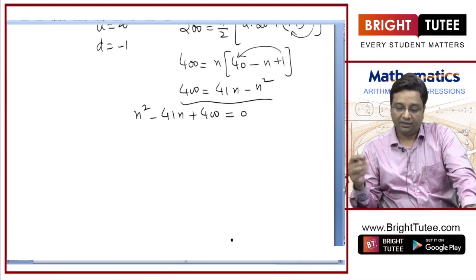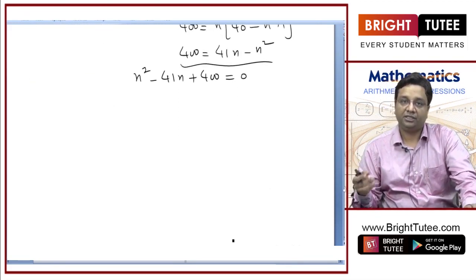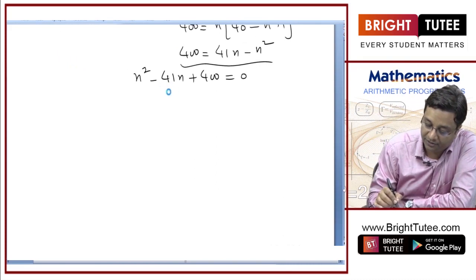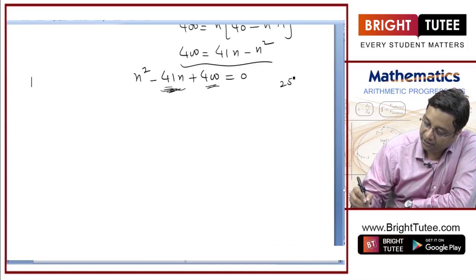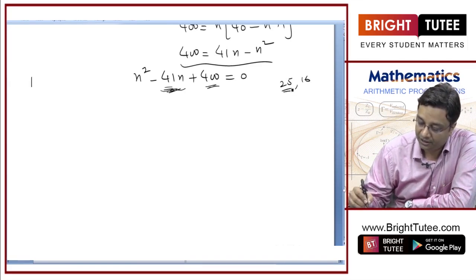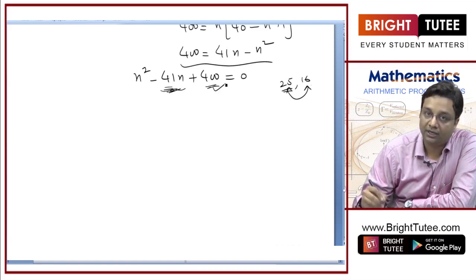So if you remember the quadratic equations, you just have to split the middle term here in such a manner that the product is 400 and the sum is 41. So I need to split 41. I can split it into 25 and 16, right? 25 plus 16 is how much? It is equal to 41, and the product of 25 and 16 is 400, right?